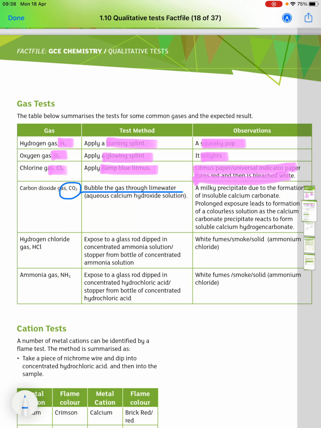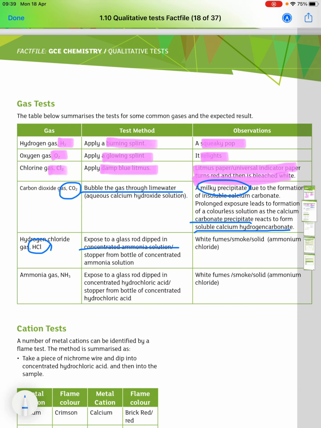So for carbon dioxide, CO2, we bubble the gas through lime water and we get a milky precipitate due to the formation of insoluble calcium carbonate. Prolonged exposure leads to formation of a colourless solution as the calcium carbonate precipitate reacts to form soluble calcium hydrogencarbonate.